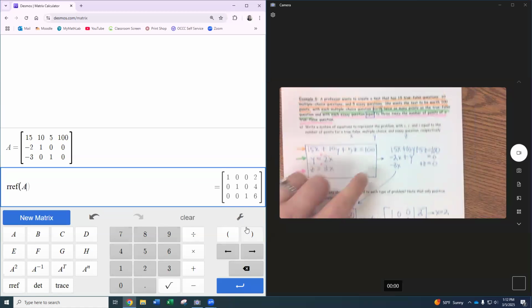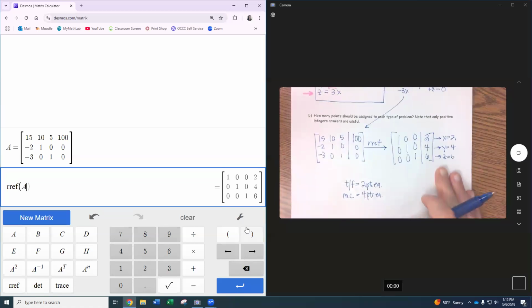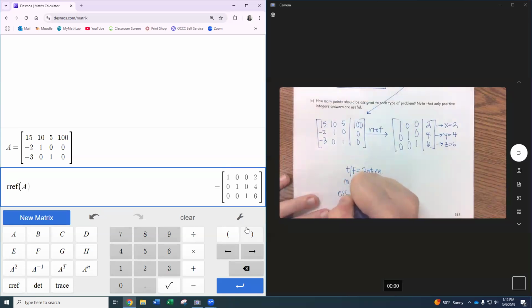And then what did z equal? Z was my essay. So essay should equal 6 points each.